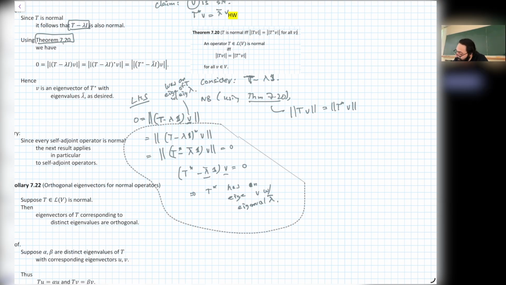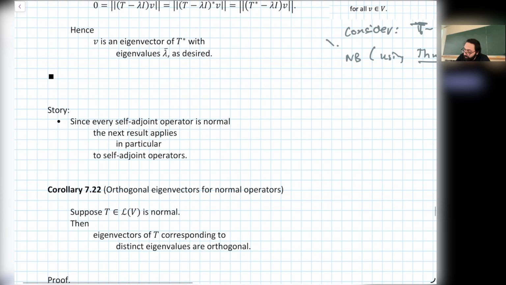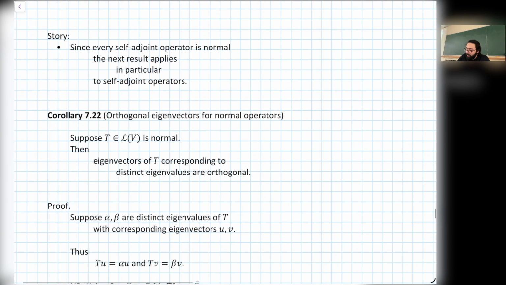So let me move this again. Okay. Good. Let's make some more space.